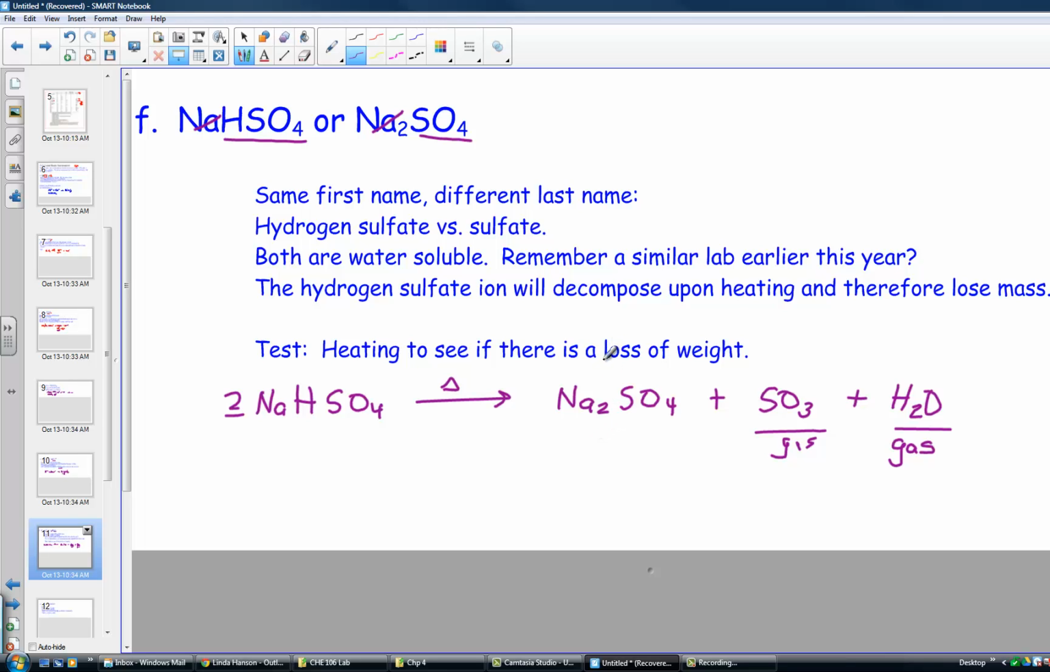The test is to see if it loses weight. So I could clearly start with my unknown compound, weigh it, heat it, weigh it again, and if it lost a significant amount of weight, I've identified it to be hydrogen sulfate. If it did not lose any weight, we knew it started as sodium sulfate in the beginning. So there would have been no chemical change had I started with sodium sulfate and ended with sodium sulfate upon heating. Alrighty, so the weight loss test, as done in a previous experiment, would help us in Station F.